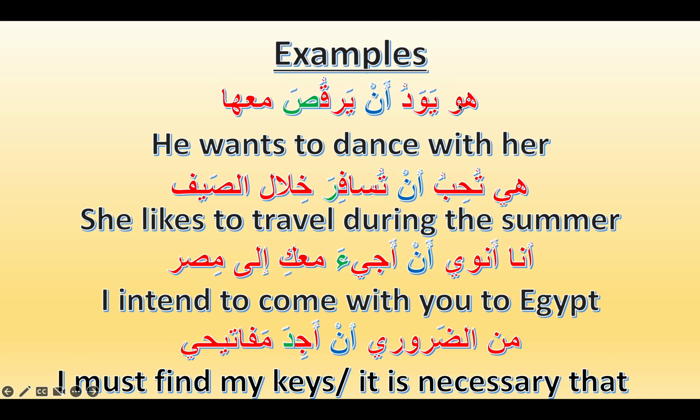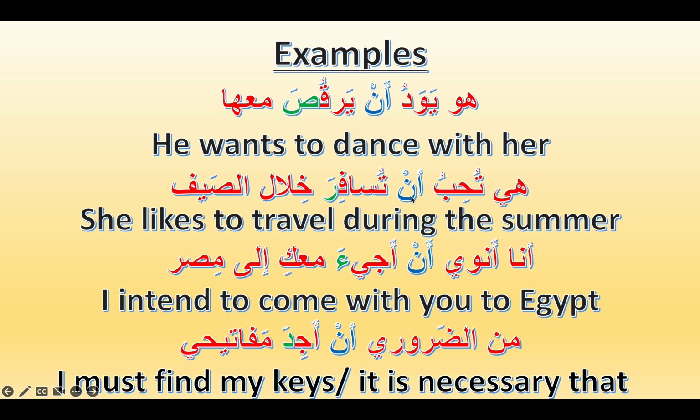Another example. هو يود أن يرقص معها. He wants to dance with her. Or quite literally, he wants. وَدَّ يَوَدُّ is to want. He wants that he dances with her. And obviously the verb is in the subjunctive after the an. So it's got the fatha.